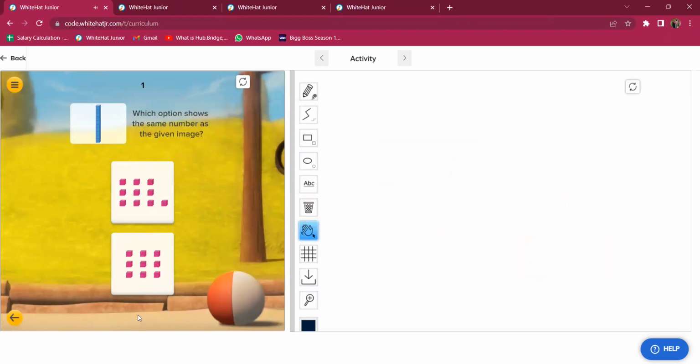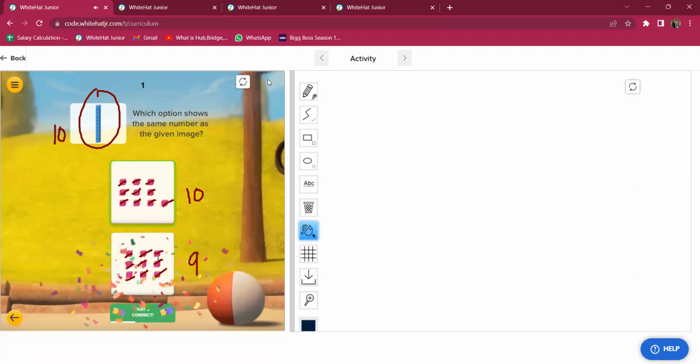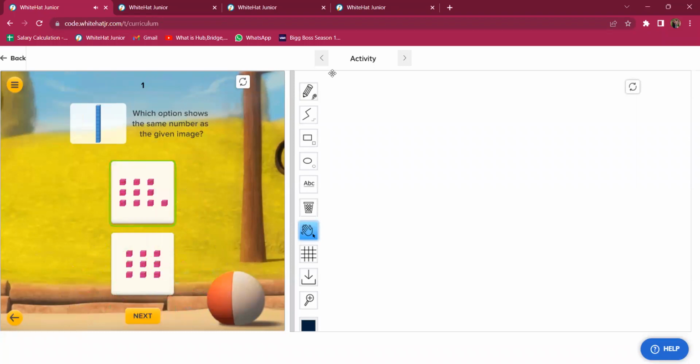Which option shows the same number as the given image? Here it shows a 10, right? So we have to see where we can get 10. Over here, 1, 2, 3, 4, 5, 6, 7, 8, 9, 10. So here we have 10. Here, 1, 2, 3, 4, 5, 6, 7, 8, 9. And here we have 9. Just one block represents 10 ones or 10 blocks, right? So we know that this is the correct answer. Click on this and then go to the next question.